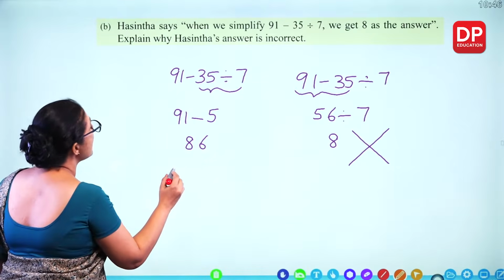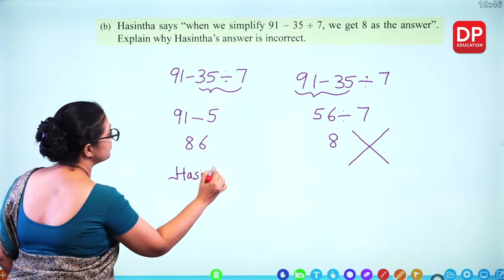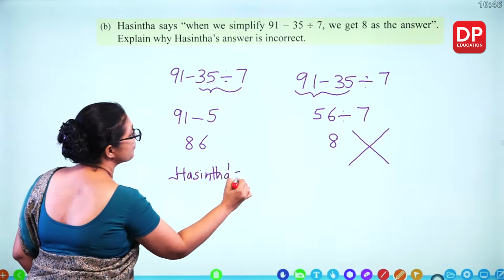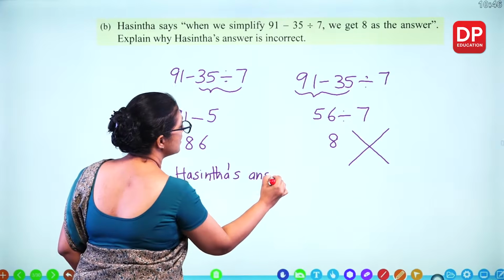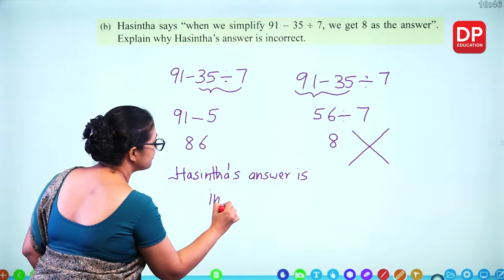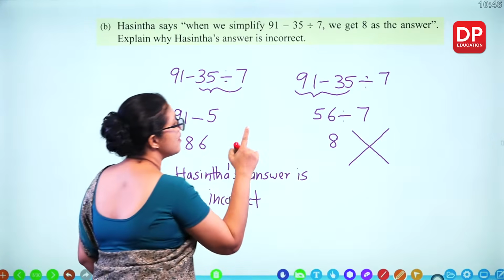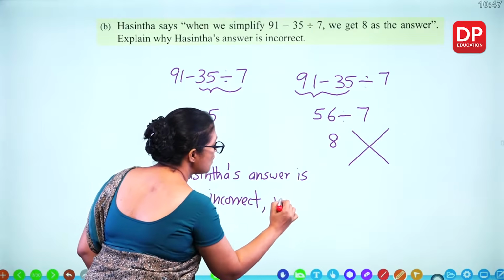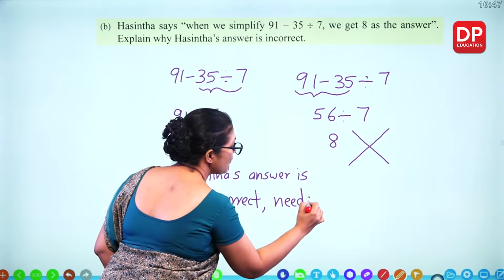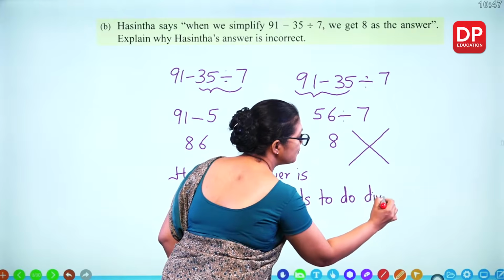So you can write, Jacinta's answer is incorrect. Why? Needs to do division first.